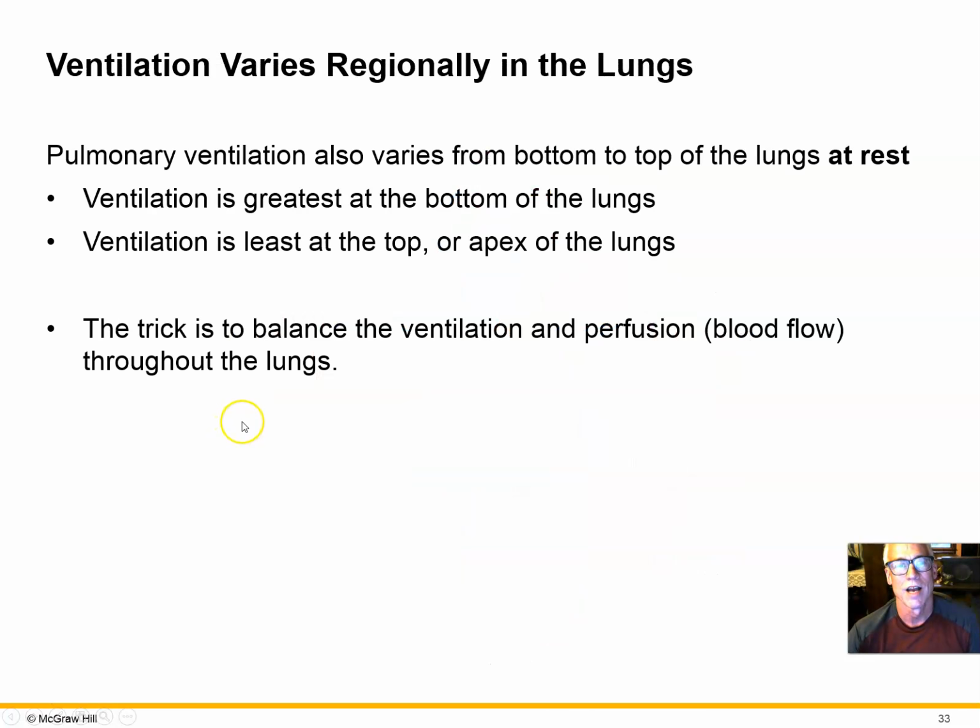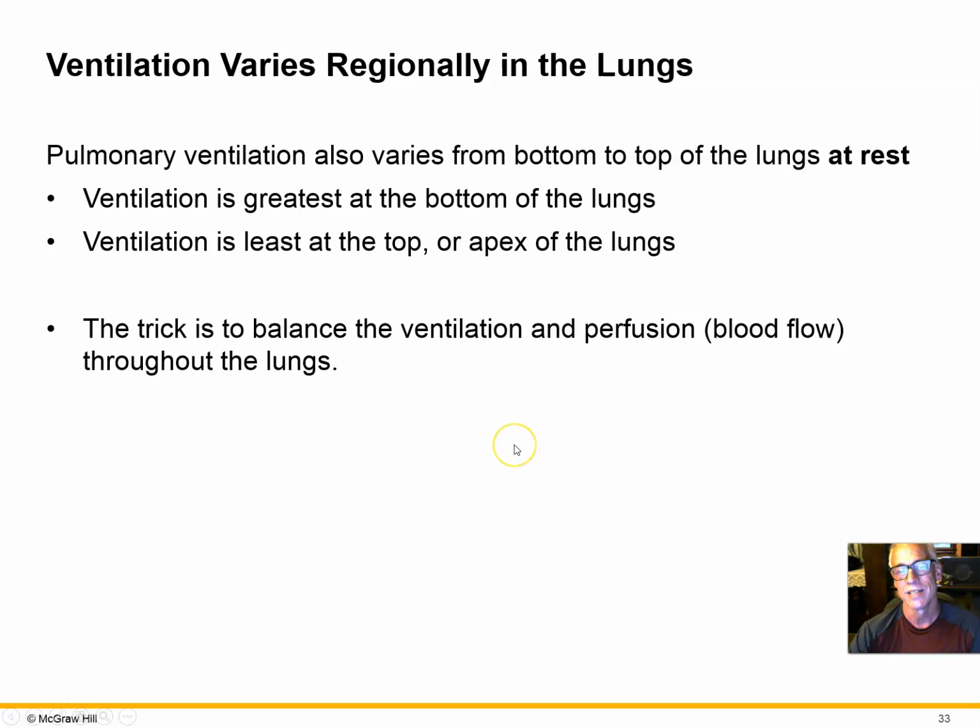Another interesting thing, the ventilation is also not even from the bottom to the top of the lungs. Ventilation is greatest at the bottom of the lungs, as is perfusion, and least at the apex of the lungs at rest. And so there's a consideration to be made physiologically.